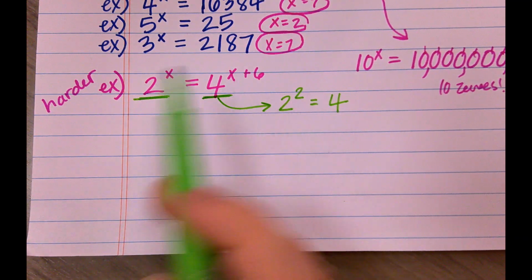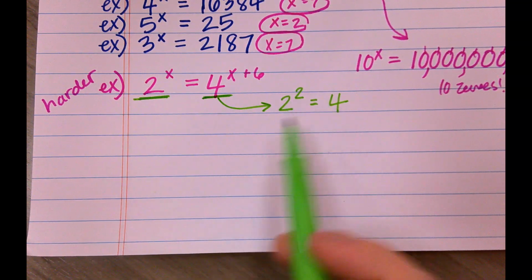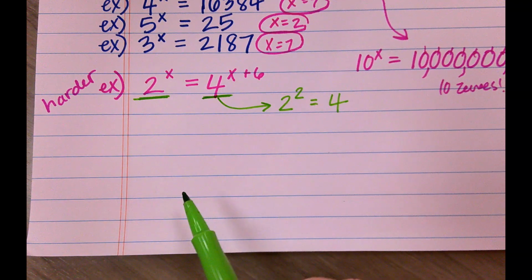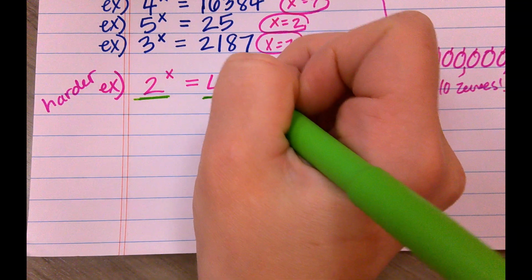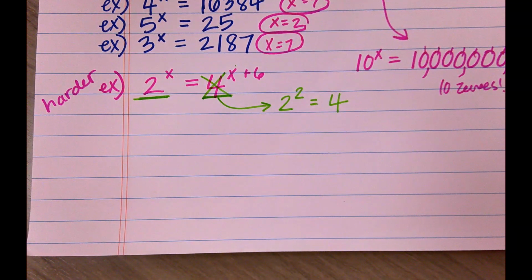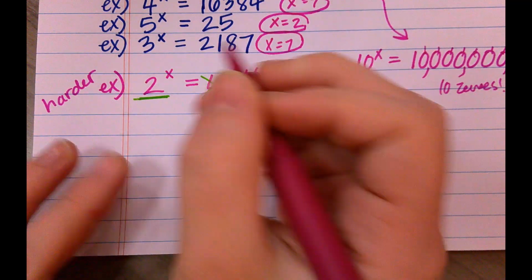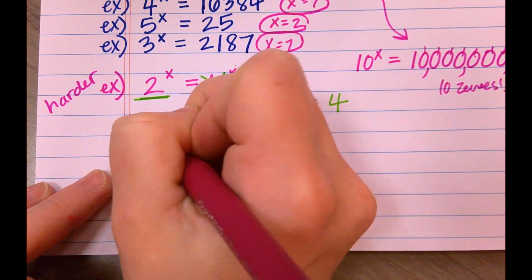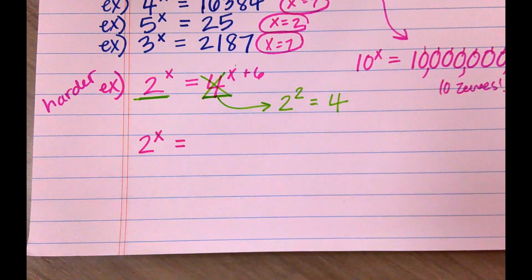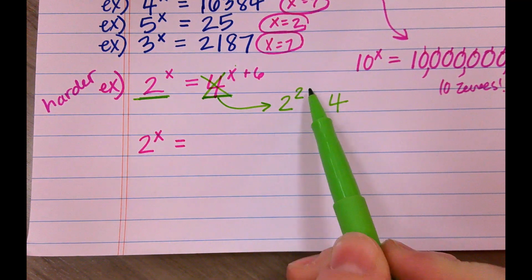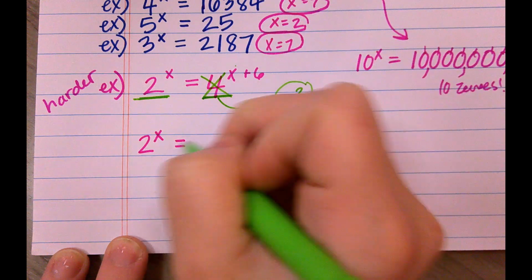So let's rewrite our problem, but instead of 4, let's use 2 to the second power. So I'm going to cross out my 4. And now we're on step 3, rewriting the equation with the matching bases. So I'm going to bring down 2 to the x power equals, we're not going to write 4, we're going to write 2 to the second power.